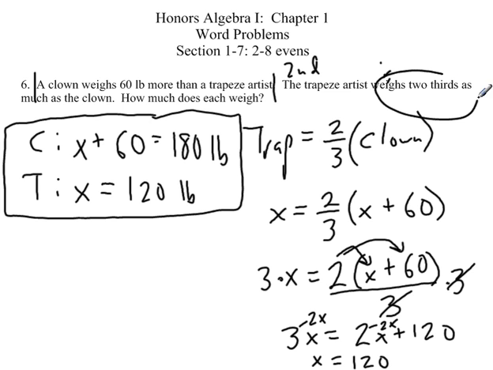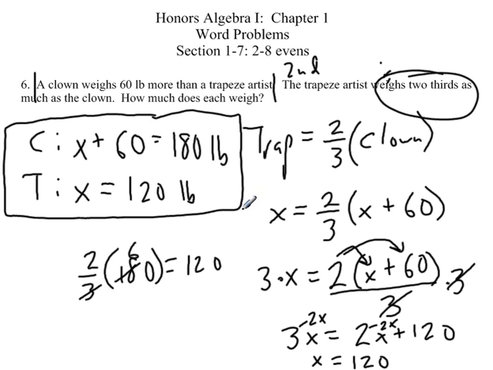Now I can check this 2/3 right here. If I take 2/3 of 180, I'm going to cancel the 3 with the 18, leaving me with 60, and 2 times 60 is 120. So that verifies my answer.